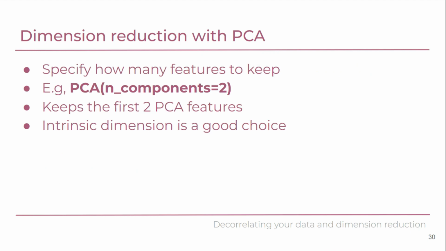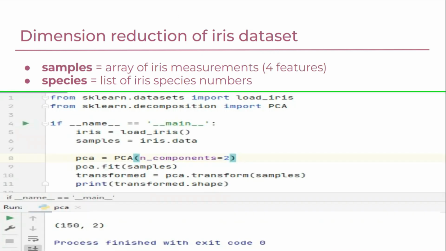To use PCA for dimension reduction, you need to specify how many PCA features to keep. For example, specifying n_components equals 2 when creating a PCA model tells it to keep only the first 2 PCA features. A good choice is the intrinsic dimension of the dataset, if you know it. Let's consider an example right away. The iris dataset has 4 features representing the 4 measurements. Here, the measurements are in a NumPy array called samples. Let's use PCA to reduce the dimension of the iris dataset to only 2.